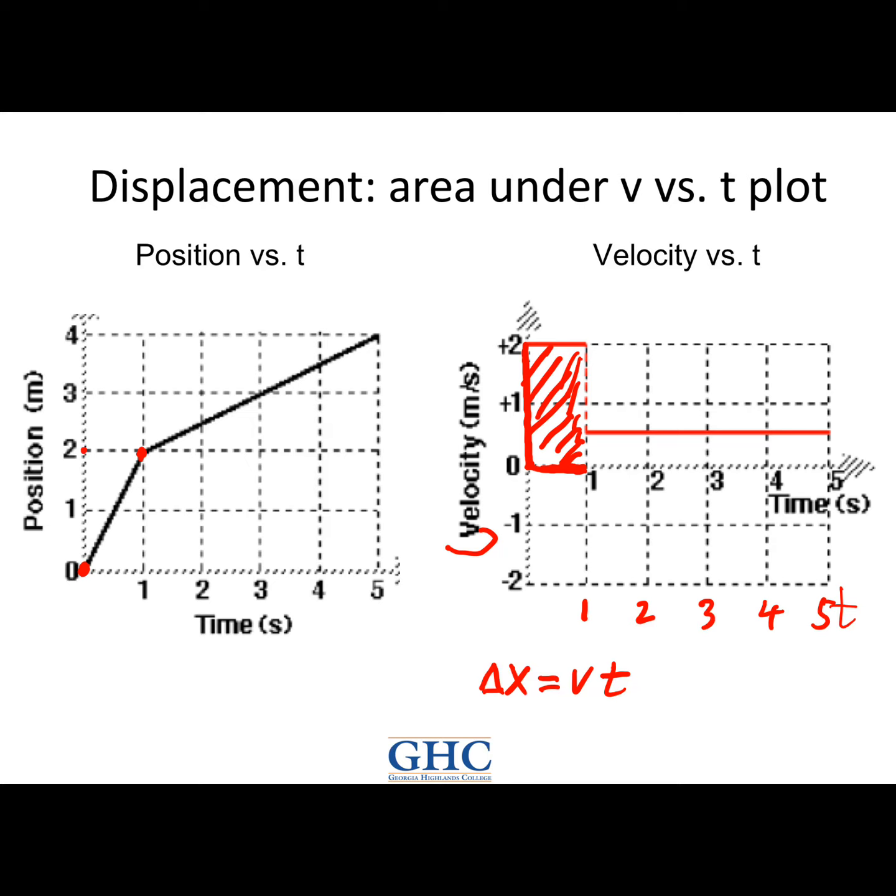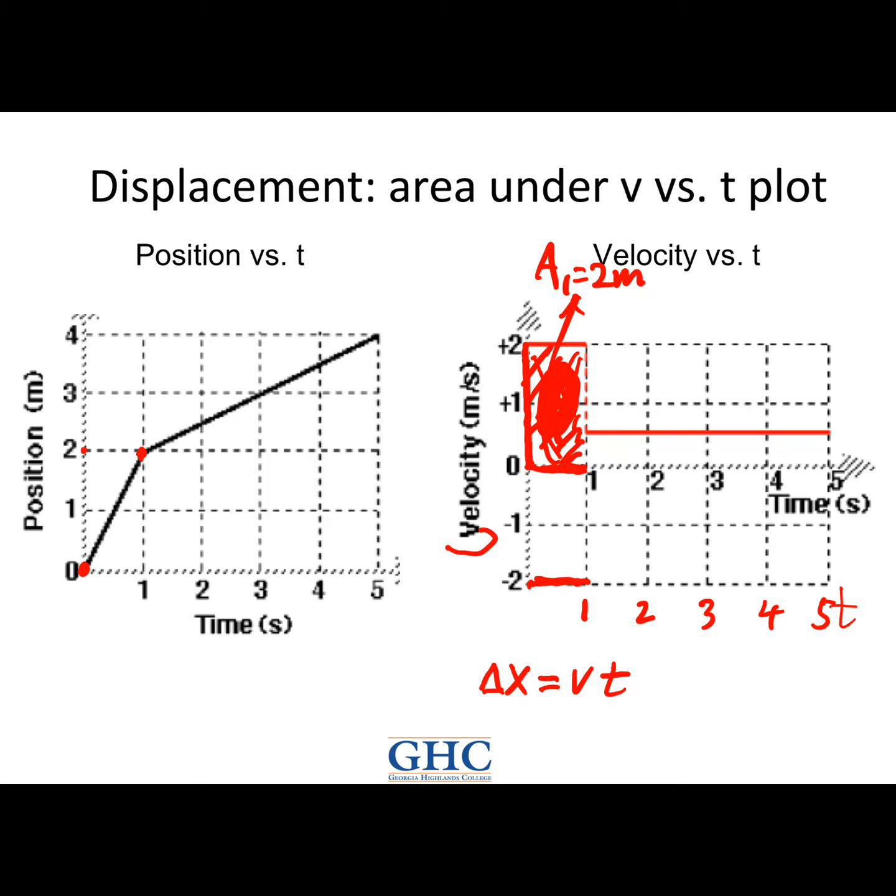And let's check this area. This area is 2 meters. And even the unit works, you see. The unit for velocity is meters per second times 1 second. So meters per second times seconds gives you meters. So this area is 2 meters.